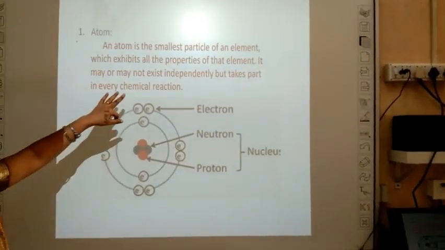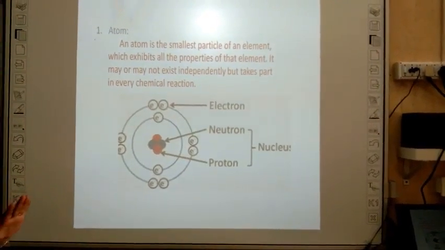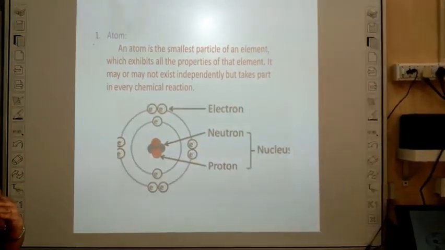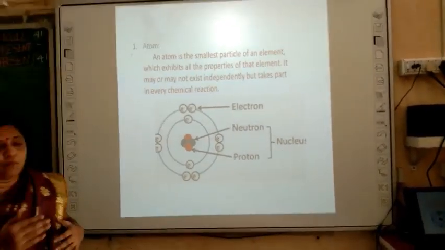It may or may not exist independently. It can work independently, but it wants to combine with another atom. Then only does it form molecules.